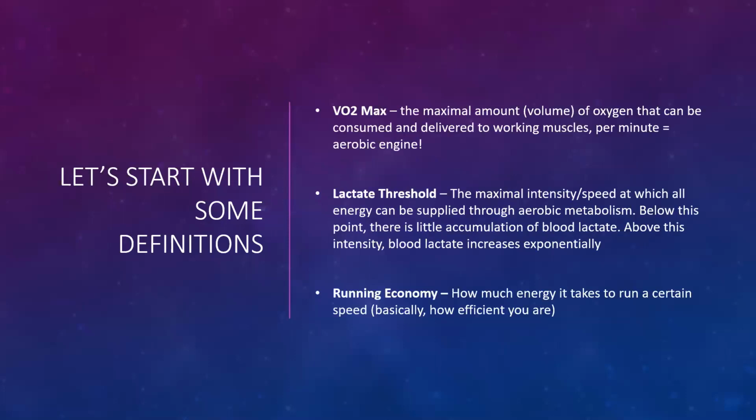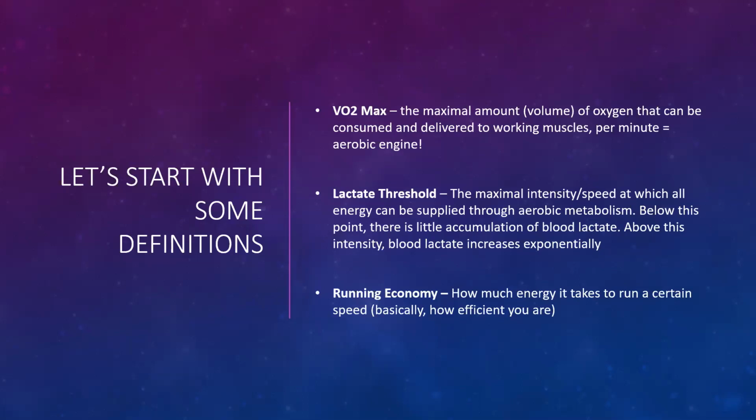VO2 max is something that everyone equates with being a really good endurance athlete. It's the maximum amount of oxygen that you can take in and then bring to your working muscles per minute, normally. So it's literally how many liters are you taking in and using. Think of it as your big aerobic engine.